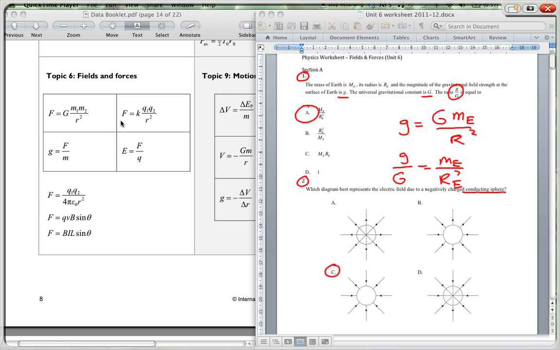Just going back to this over here, obviously for question 1, we are using these two formulas over there for that.